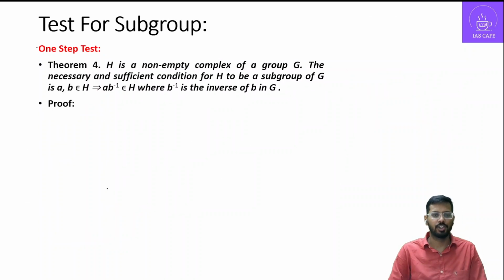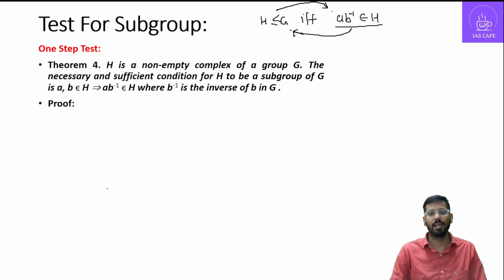Now next is the one-step test. In this, we have to prove that H is a subgroup of G if and only if AB inverse belongs to H. Means if we assume that AB inverse belongs to H, that means H is a subgroup of G. And second, if H is a subgroup of G, then we will prove that AB inverse belongs to H. Okay? So first we will take necessary condition.